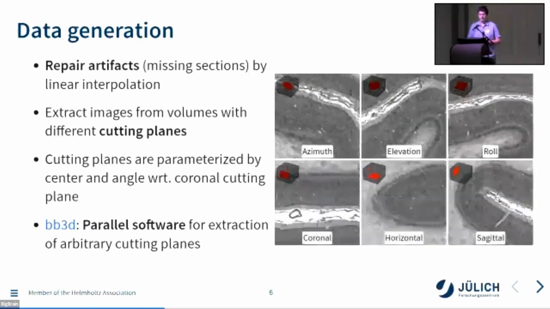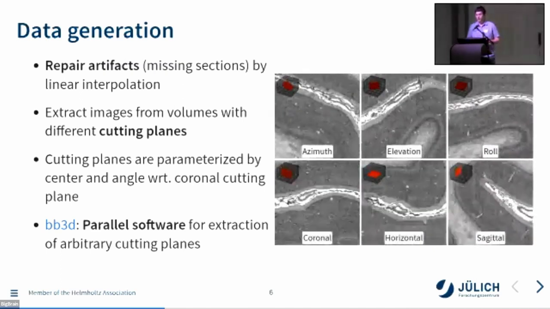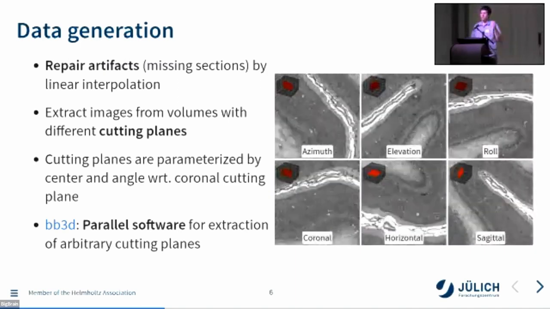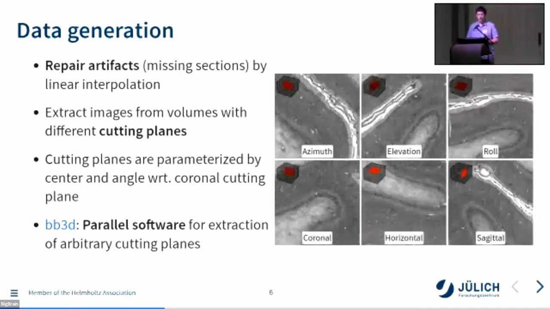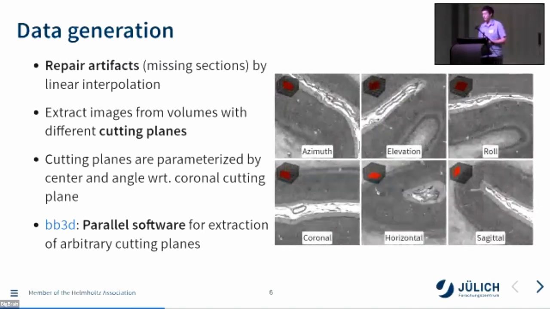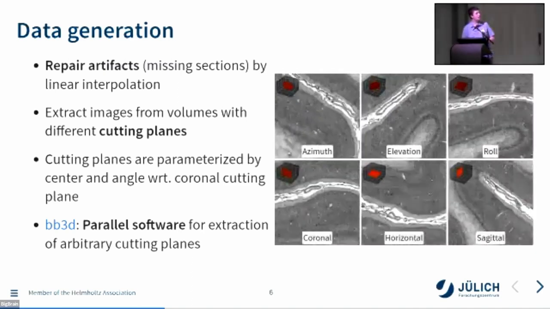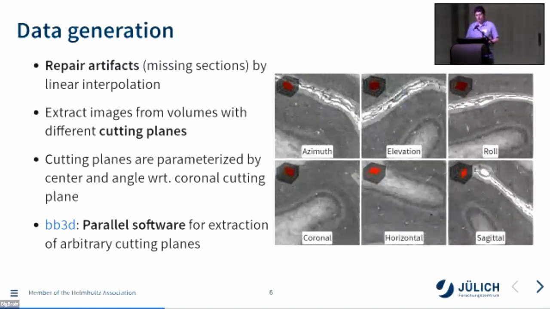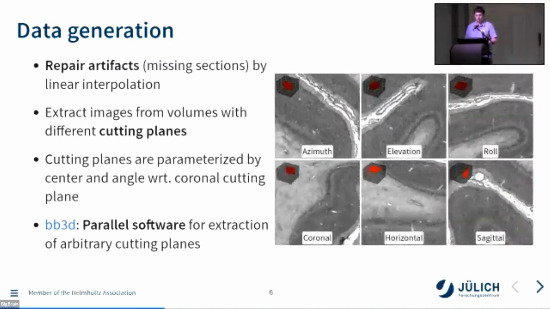What did we do to the data? In the first step, we downloaded these data volumes from EBRAINS. We then repaired artifacts, which means that maybe you saw these black stripes in the videos before. We just removed these by linear interpolation. And then we extracted different 2D planes from the volumes, which you see here on the right. We parameterized these red planes that you see, and then extracted a large number of different cross sections, and to each of these cross sections, we applied our neural network and looked at what it predicts.